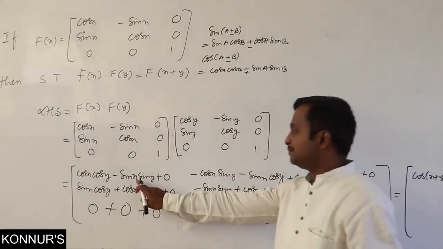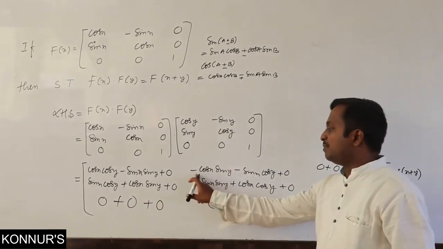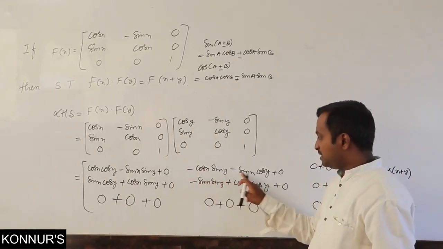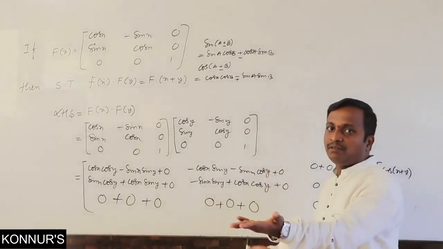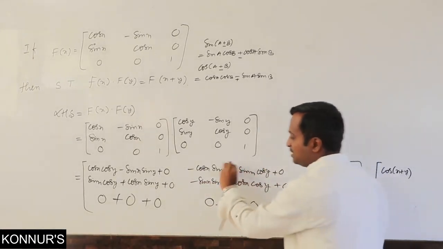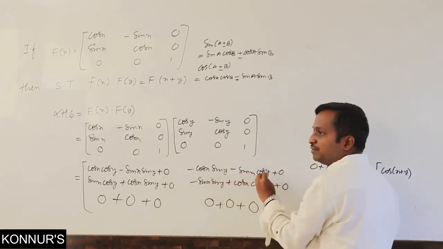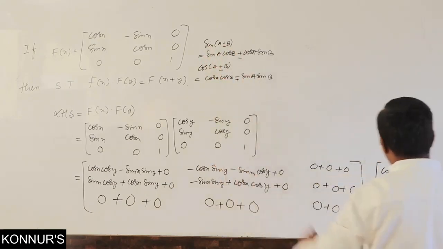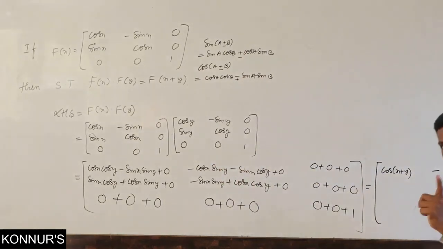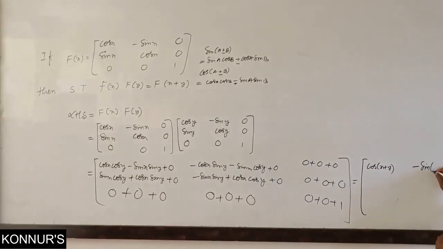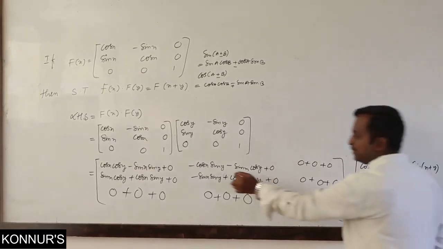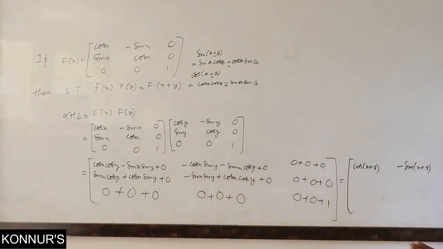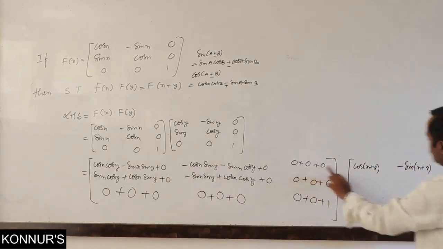Next, take a minus common here. If you take minus common, what happens? It becomes cos x sin y plus sin x cos y. Sin cos, cos sin. It becomes sin of a plus b. Minus is there, I will write minus, then sin of x plus y. Be careful. Minus taken outside, it becomes cos x sin y plus sin x cos y. It is nothing but the sin of x plus y. Next, this is 0 plus 0 plus 0, 0.